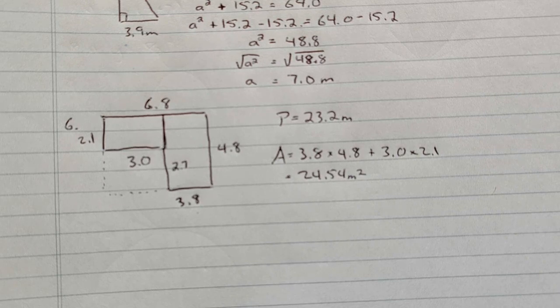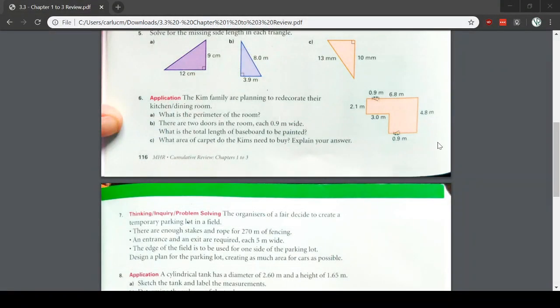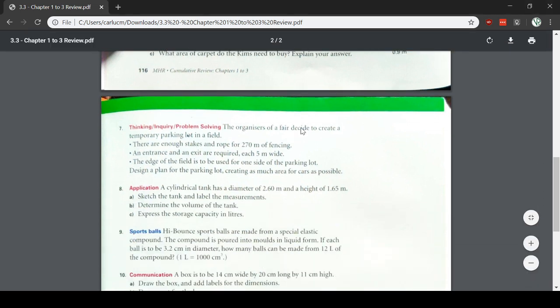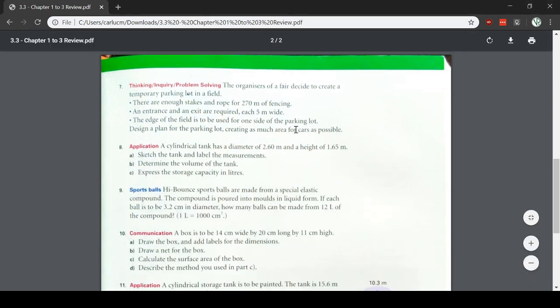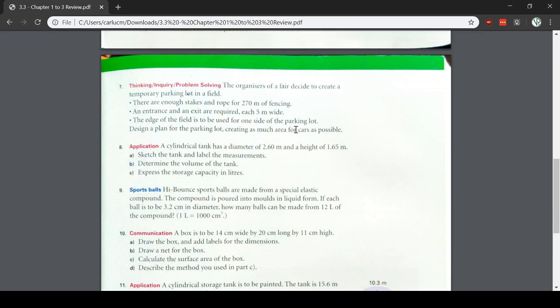Going over to the next questions here on the next page. The organizers decide to create a temporary parking lot in a field.